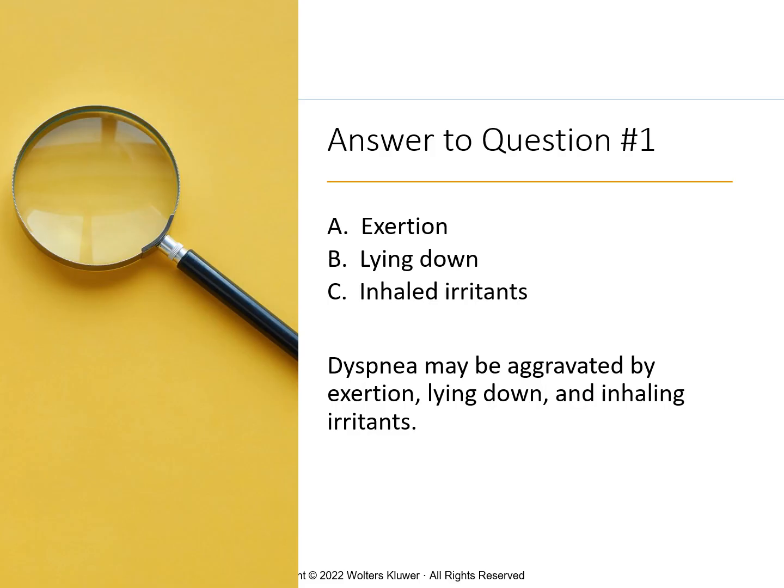The answers are A, exertion, B, lying down, C, inhaled irritants. Dyspnea may be aggravated by exertion, lying down, and inhaled irritants. Sitting up typically helps relieve dyspnea.